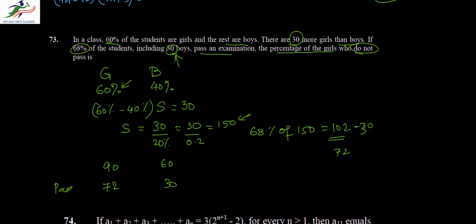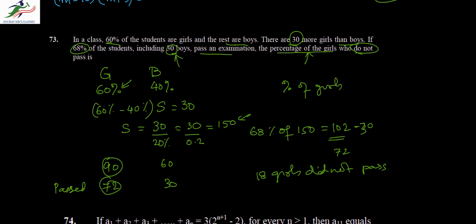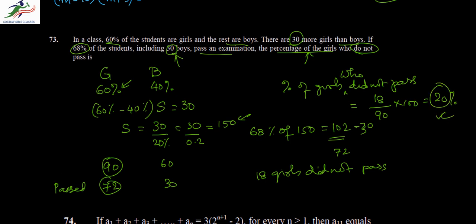So passed the examination 72 girls out of 90. So therefore 18 girls did not pass, and what they are asking is the percentage of girls who did not pass. So percentage of girls who did not pass is equal to 18 divided by the total number of girls 90 into 100, which is equal to 20%. So 20% is the answer to this question.